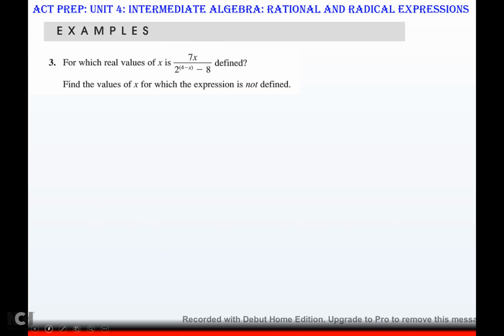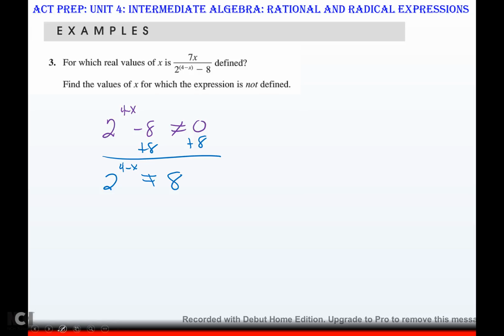This one says, for which real values is this function defined? Again, you say, Mr. Denominator, you may never equal 0, and then you solve it. So I'm going to add 8, and I get 2 to the 4 minus x can never equal 8. My problem is, how am I supposed to figure out what x is? It's up in the air.